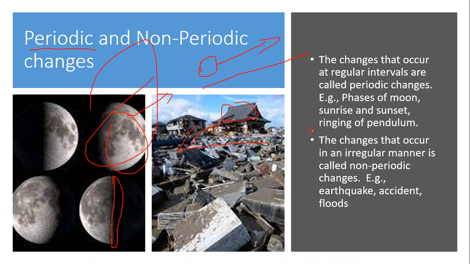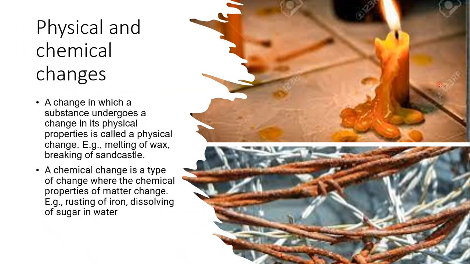But the changes that occur in an irregular manner are called non-periodic changes. Examples: earthquake, floods, accident. Yes, earthquakes are not in our control and they are irregular. They don't come daily to your house like sunrise and sunset, phases of the moon, the swinging of a pendulum. No, they come anytime they want. That's called non-periodic changes. Hope all understood. We will go to physical and chemical changes.